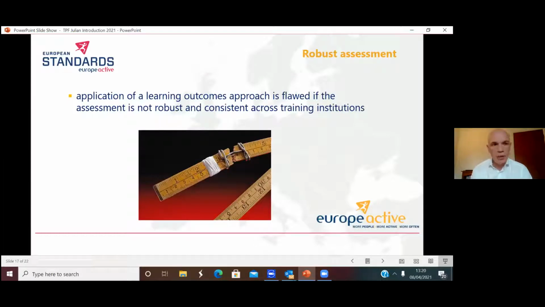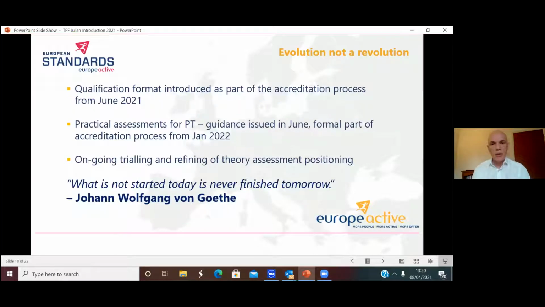So application of a learning outcomes approach is flawed if the assessment is not robust and consistent across training institutions. So that's the key, isn't it? That's what we're trying to do here. How can we make those assessments that you currently do more consistent? That's not saying that they're not of a very good quality now, but they will be variable, and we need to have that minimum standard. We've looked at hours, we've looked at reaccreditation. Next stage is to look more closely at the assessment side. It's an evolution, not a revolution.